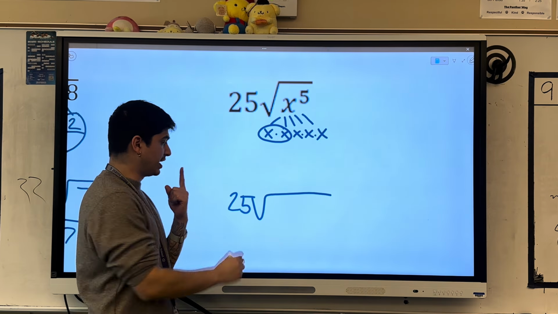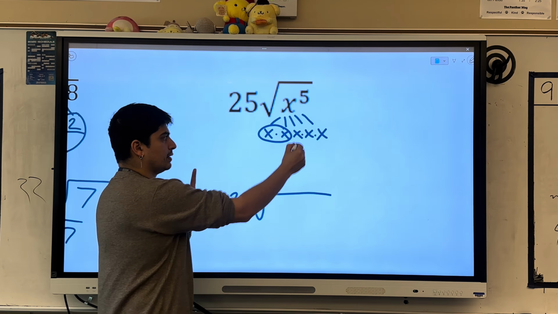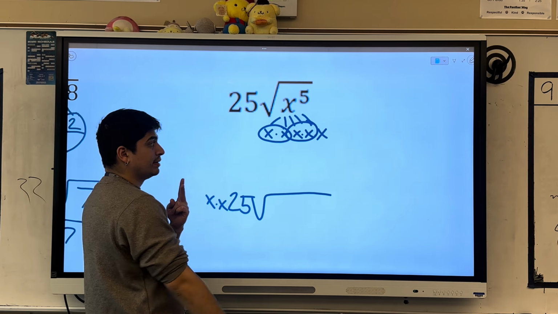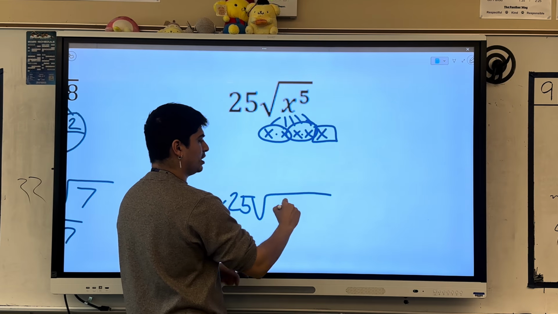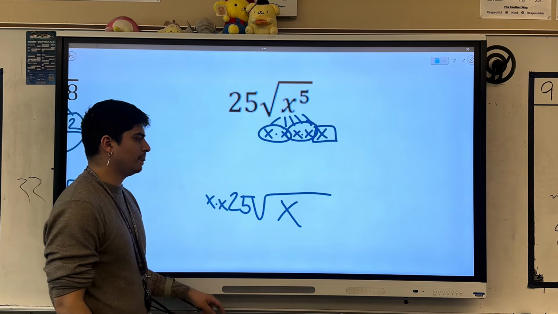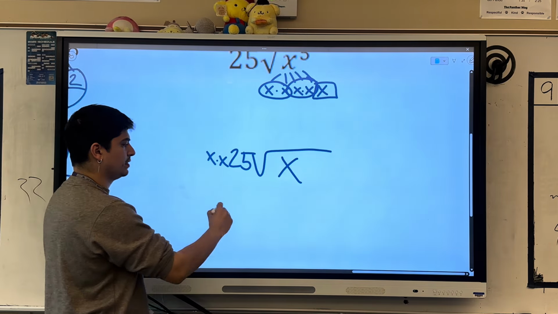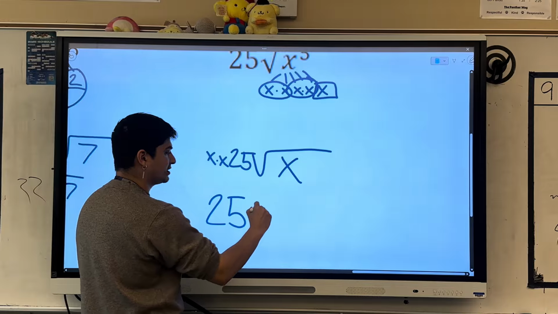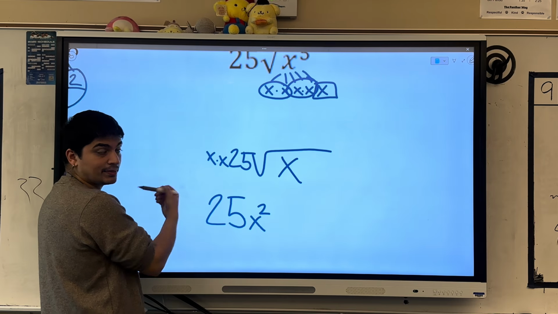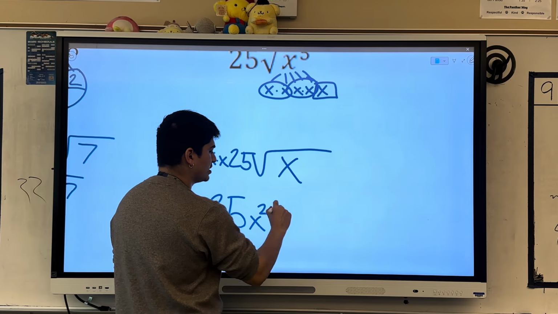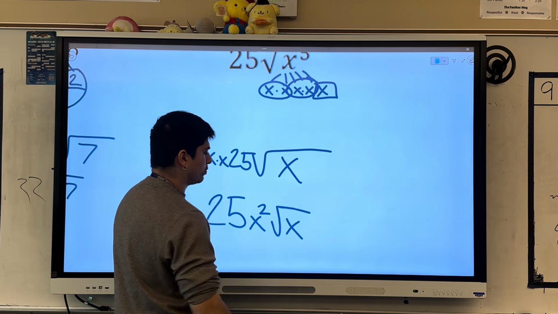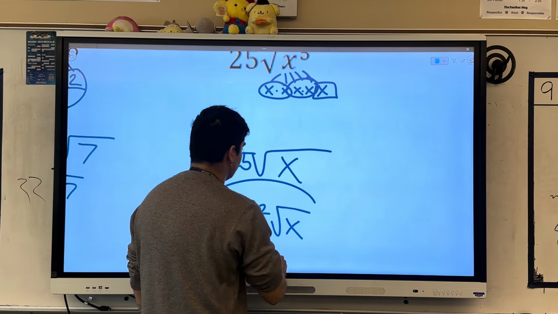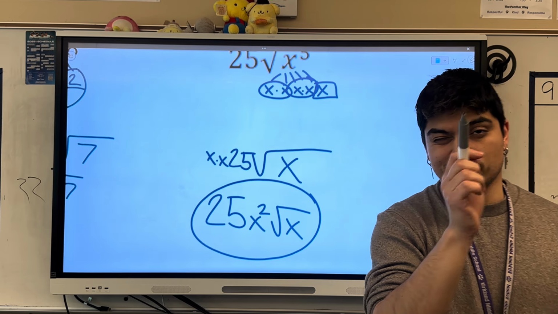Pair, so that's 1 x going on the outside. Pair right here, that's another x that was able to go on the outside. And then this one was all left by itself. So the final answer ends up being, on the outside I have 25 times x to the power of 2, because x times x is x to the power of 2, times root x. That's your final answer. That's simplified. That is simplifying square roots.